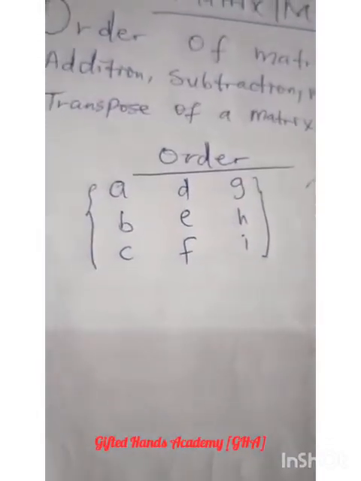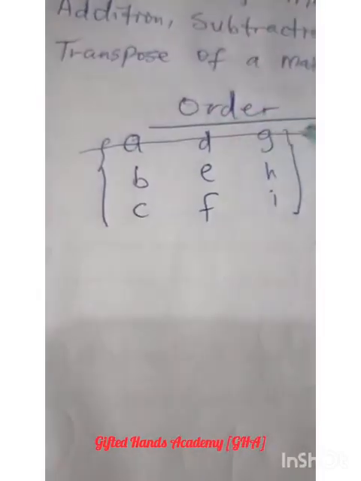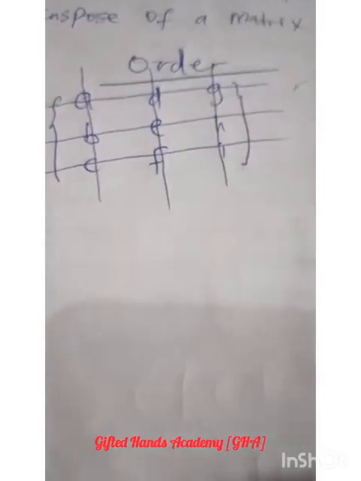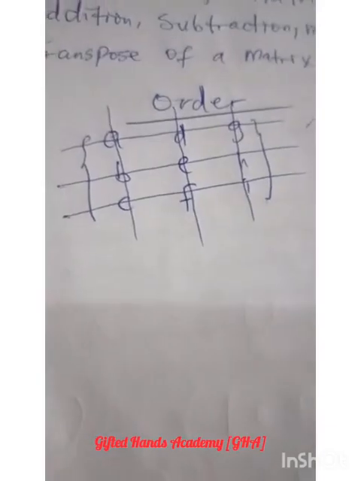Matrix now. I'll name the row first. Now the row is like this. All these are rows, and these are columns. So you name the row before you name the column.